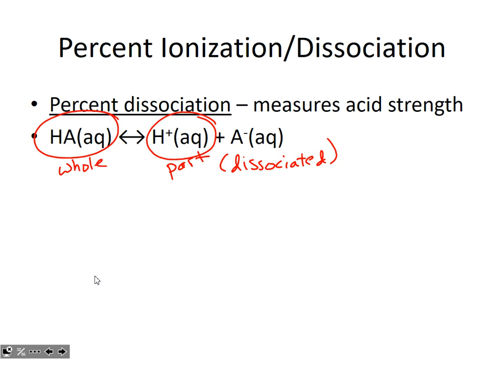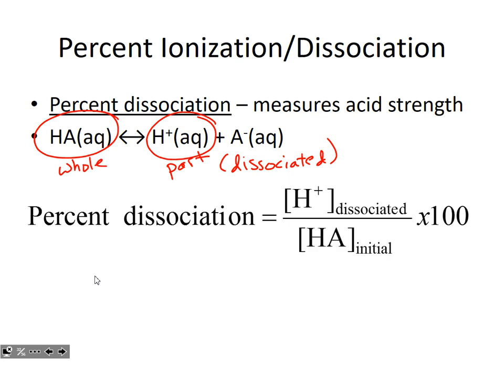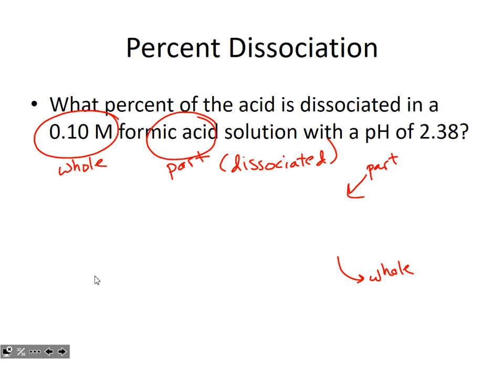That's your whole thing. So percent dissociation is simply calculated by putting your part, that is your H plus ion that popped off, over your whole. That's your HA. And it is the initial HA that you start with, not necessarily the final amount of HA that you end with. It's saying, what is the whole HA that you put in the solution at the beginning, and how much of it then dissociated and turned into H plus and A minus. And then times 100. So percent dissociation.